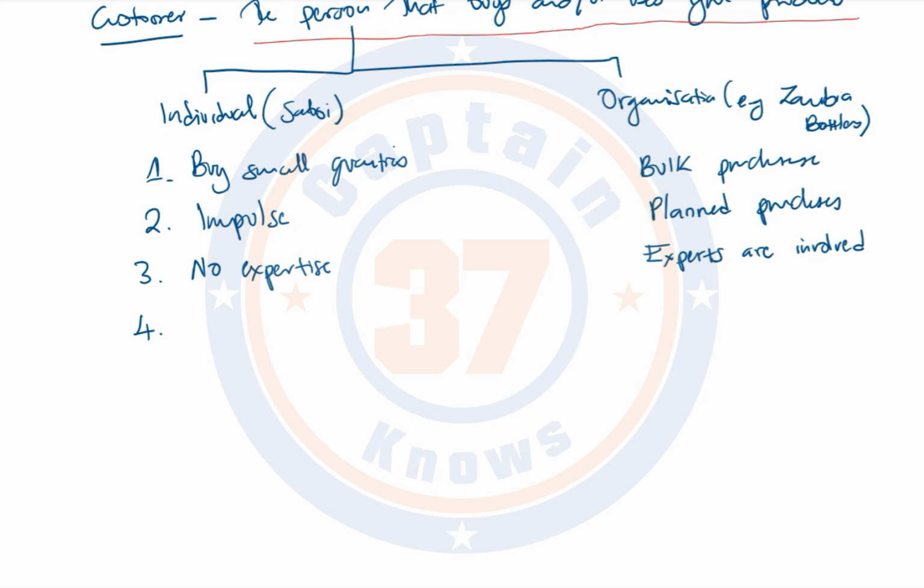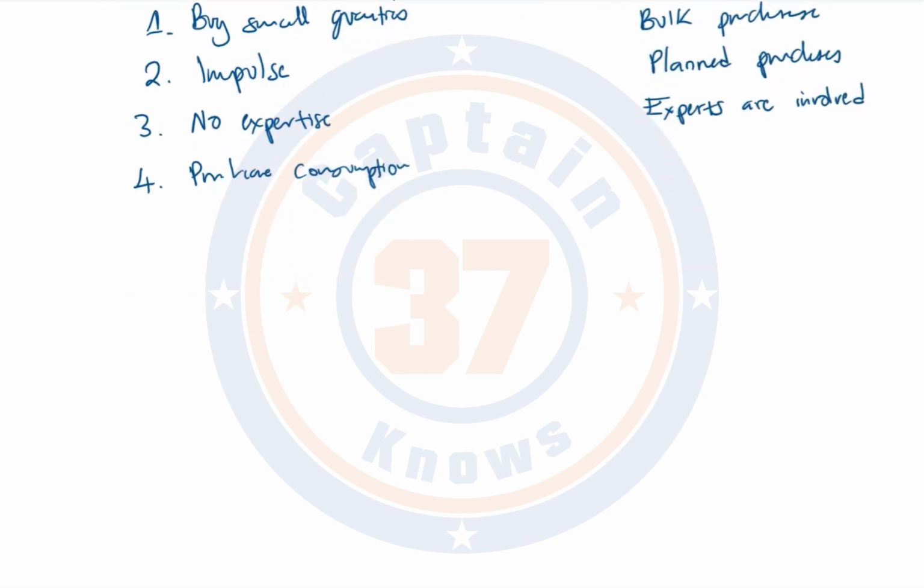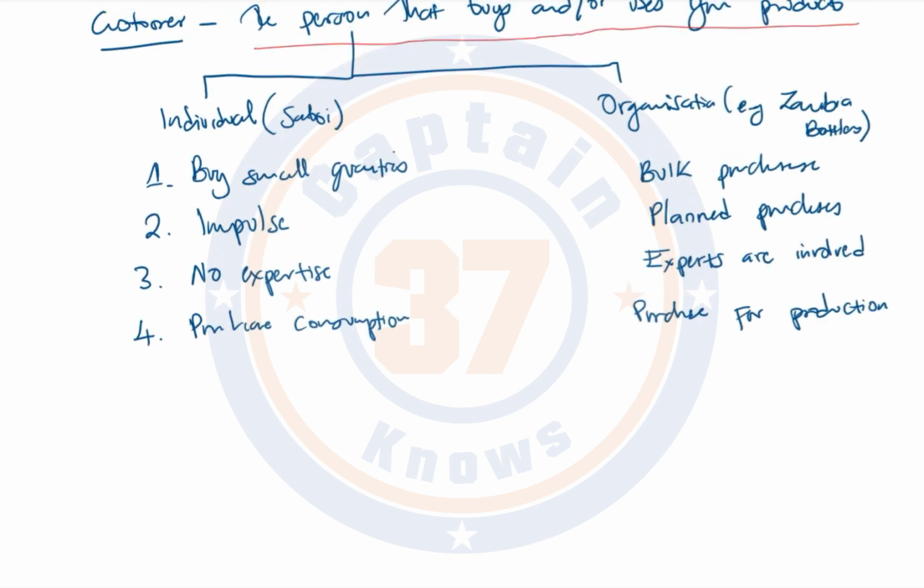Individuals, like me, when I go and buy, I buy for consumption. I purchase sugar for consumption. Organizations, on the other hand, do not purchase for consumption. They purchase for production. Do you see that? So these are some of the differences between individual customers and organizational customers.